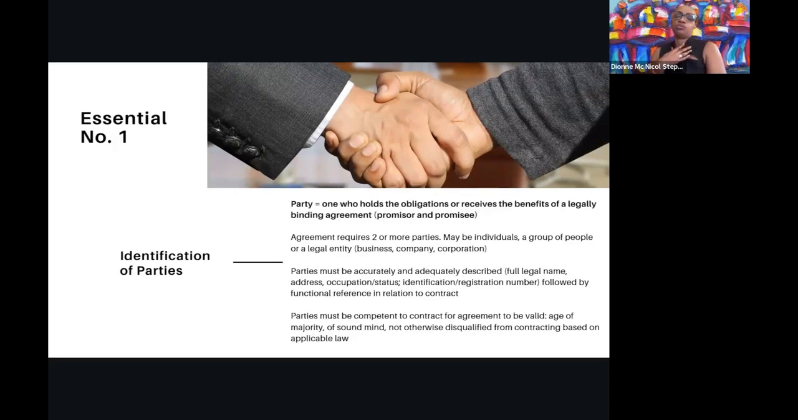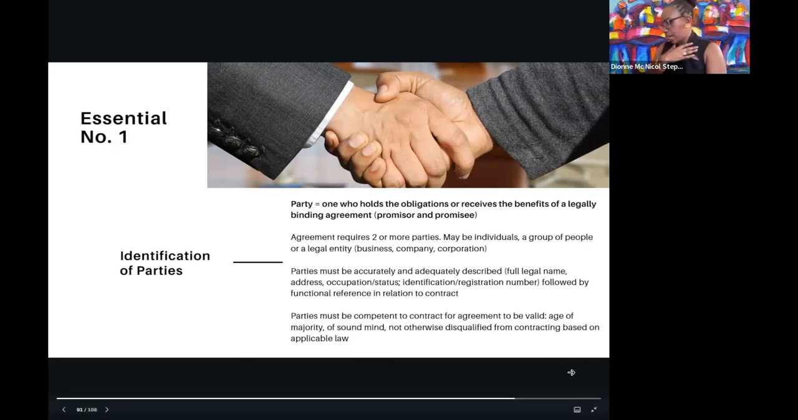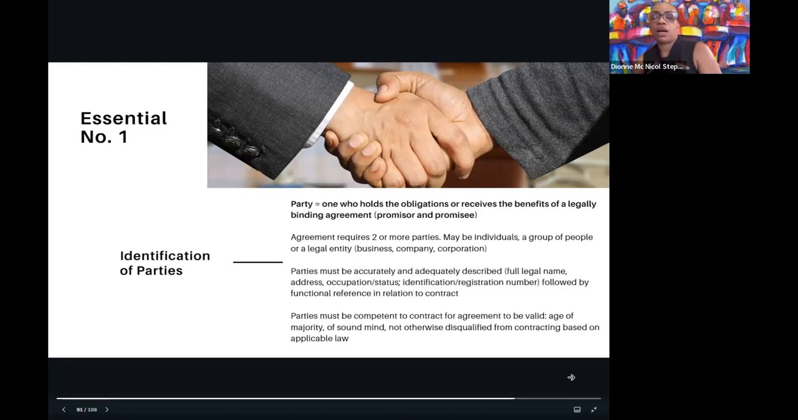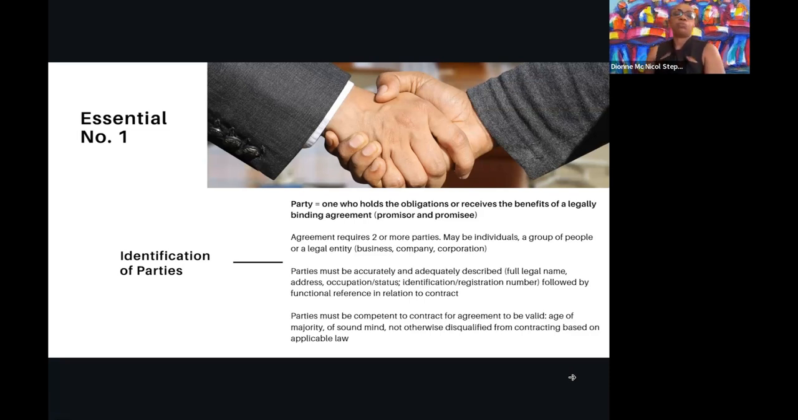right? Followed by the functional reference in relation to the contract. And when I say the functional reference, what is it that you're doing? So I am Dion, and I am contracting with Nicholas. He has designed a carnival costume, and I am seeking to provide the accessories, earrings, chains, to go along with this. I've designed a particular accessory line to go along with his costume, right? So in that case, my functional reference would be accessory designer or supplier, and he may be band owner or producer of the band, right?